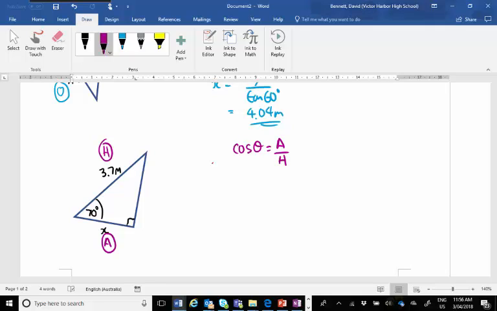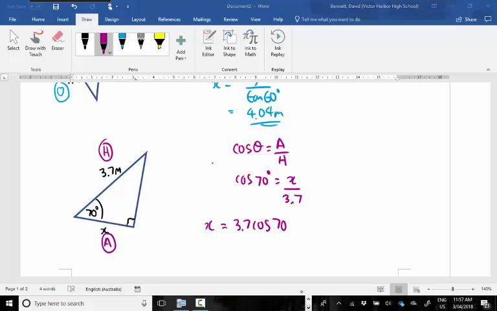Alright, so now I substitute it in. So cosine of 70 equals my adjacent, which is x, over my hypotenuse, which is 3.7. Okay, I've got my unknown on the top side. I just need to get rid of that 3.7. So because it's divided, I have to times by it. 3.7 cosine of 70 equals x. Or we could just go over here and go x is equal to, it doesn't really matter because it's equal.